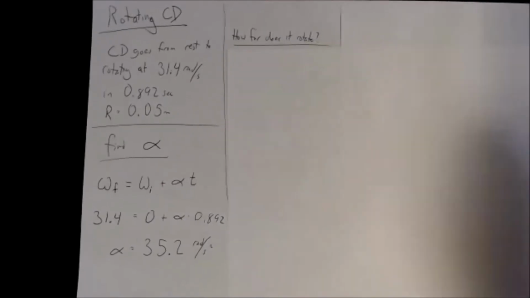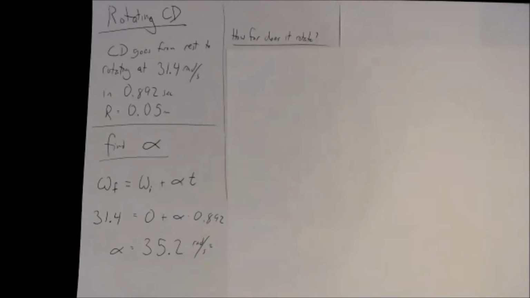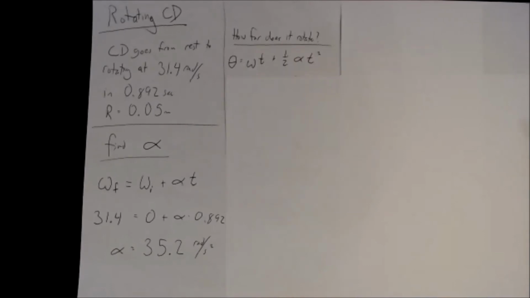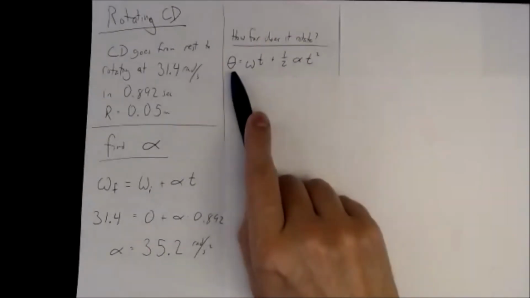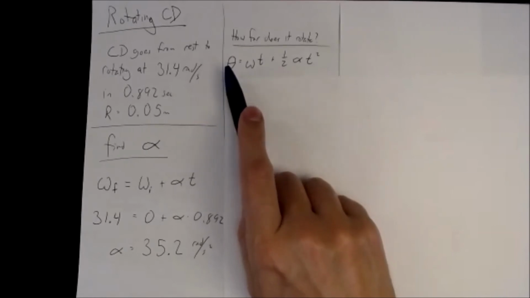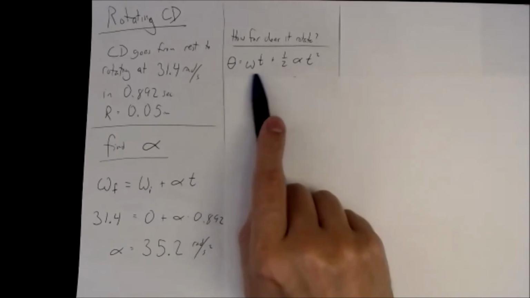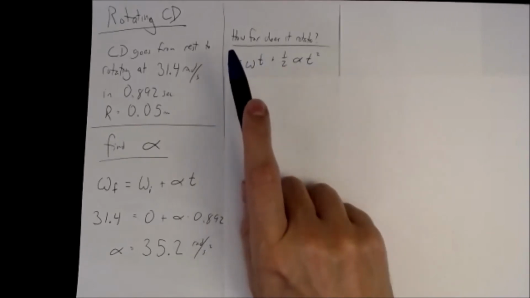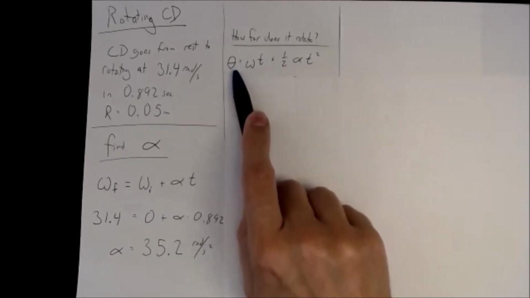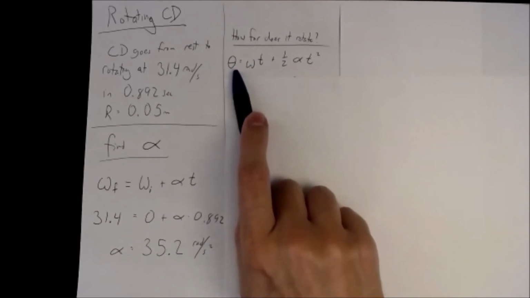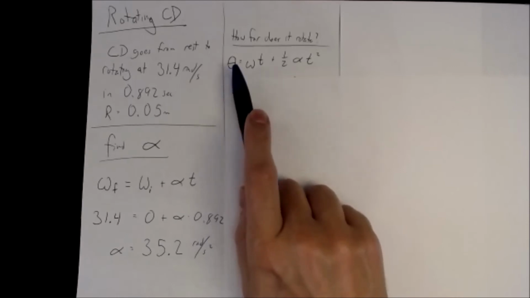So how far does it rotate in 0.892 seconds? As it's getting up to speed, how far does it physically rotate? The best equation to use for this is the equivalent of the old standby equation. Remember, delta x is equal to v naught t plus 1/2 at squared. It's the same thing. We need to figure out how far it rotates in angle. The actual question on the slide asks for how far it rotates as an angle. And so we're looking for that.